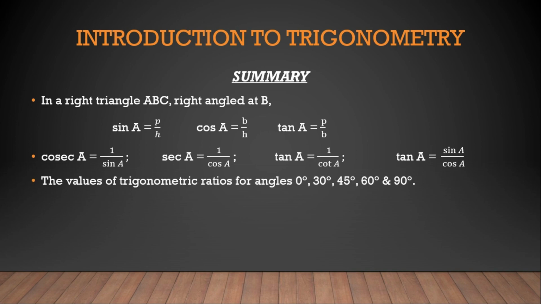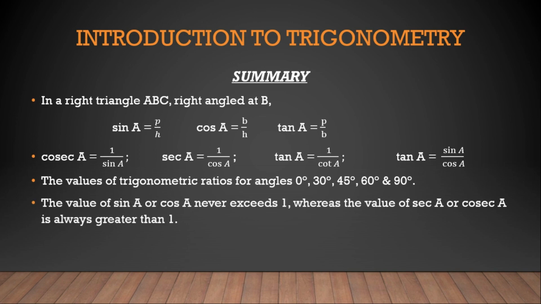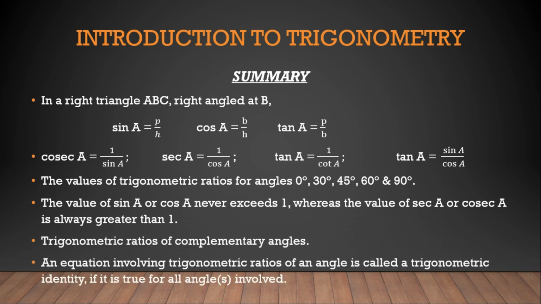We also learned about the values of trigonometric ratios for angles 0 degree, 30 degree, 45 degree, 60 degree and 90 degree. From the identities and ratios we also concluded that the value of sin A or cos A never exceeds 1, whereas the value of sec A or cosec A is always greater than 1. We also learned about trigonometric ratios of complementary angles, and also that an equation involving trigonometric ratios of an angle is called a trigonometric identity if it is true for all angles involved.